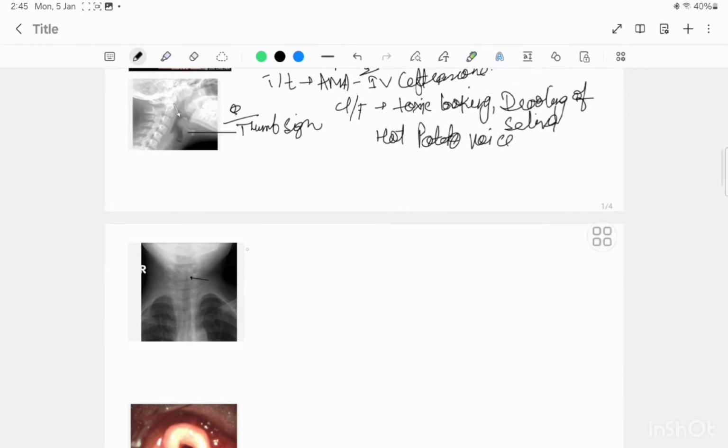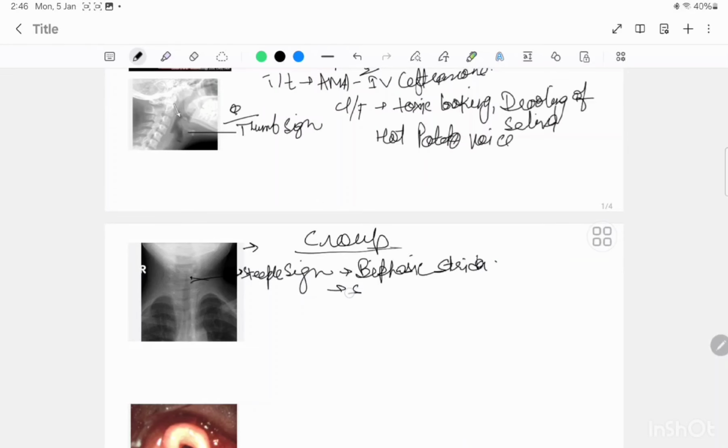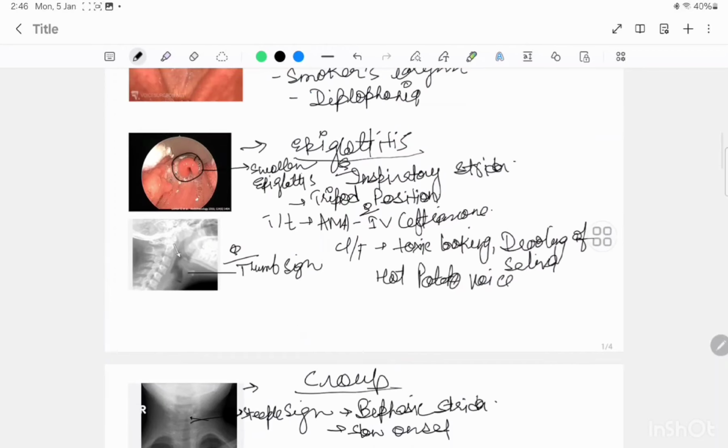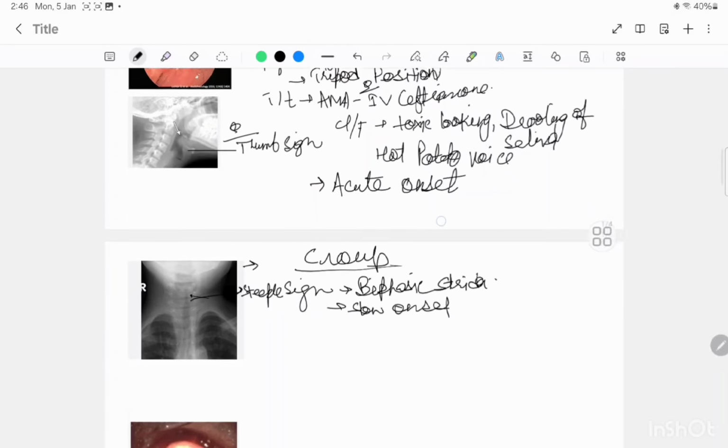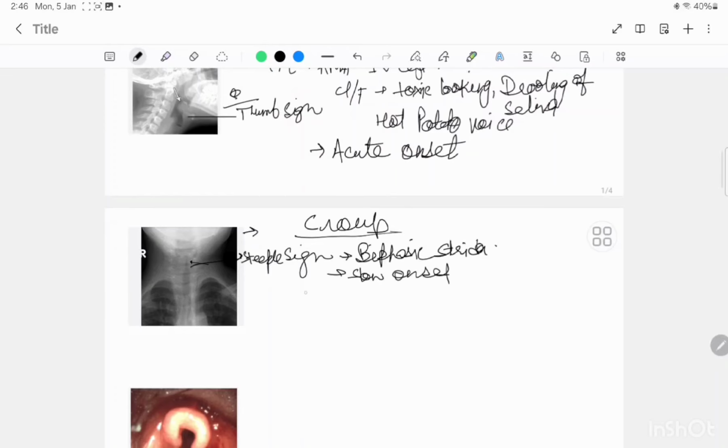Now this is the steeple sign. This is the image of croup. In croup we have biphasic stridor. It is of slow onset. This disease is of slow onset. This one, epiglottitis, was acute onset. I forgot to tell. Symptoms usually present within a short time span, and this is a slow onset disease.